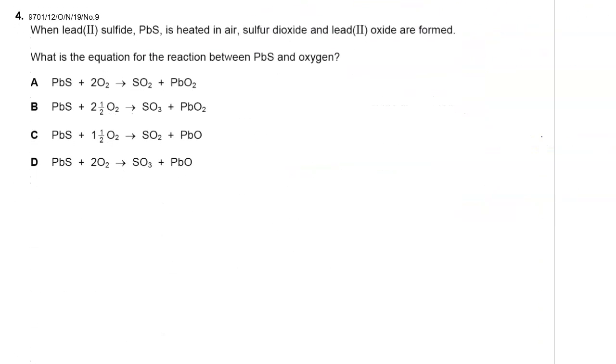Lastly, number 4. When lead sulfide is heated in air, of course, sulfur dioxide and lead oxide are obtained. What is the equation for the reaction between lead sulfide and oxygen? Of course, write the equation here. Lead sulfide plus oxygen gives us sulfur dioxide plus lead oxide.